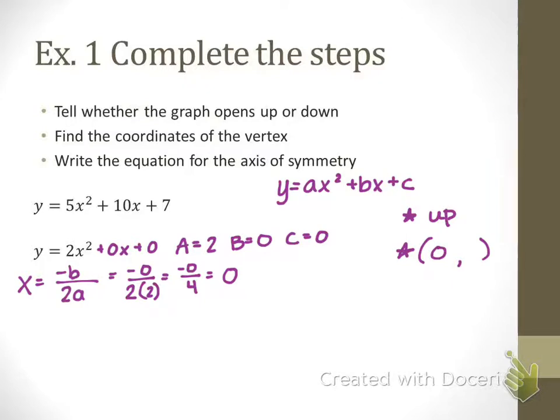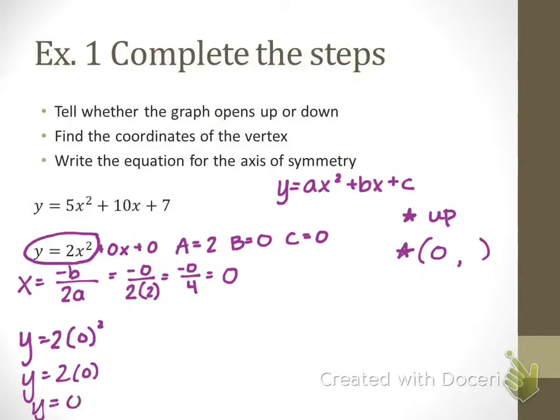Now let's plug it in and find y. Where am I plugging that x into? Anybody know? The original equation. Very good. So my original equation is y equals 2x, which is 0, squared. Does everybody see where I got that original equation from? It was right here. Okay? Everybody should be writing this down. What's 0 squared? 0. What's 2 times 0? 0. So y is equal to 0.